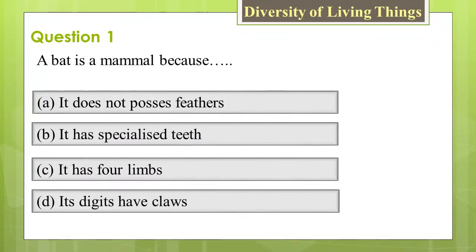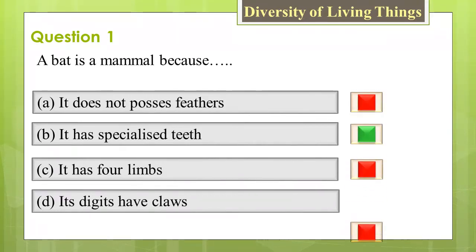Question 1. A bat is a mammal because A. It does not possess feathers. B. It has specialized teeth. C. It has 4 limbs. And D. Its digits have claws. What is the answer? The answer is B. It has specialized teeth.